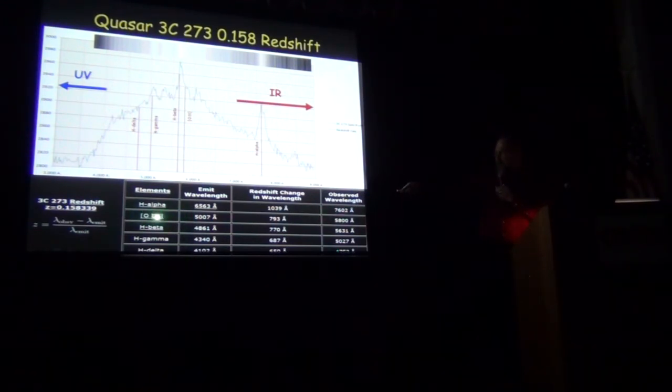And sure enough, if you take a look at the O3 and H beta and even the H gamma, you find that if you use a redshift calculation of 0.158, they all appear correct in the graph of this spectrum. And that means that literally this object's moving away from us, at a redshift of 0.158.